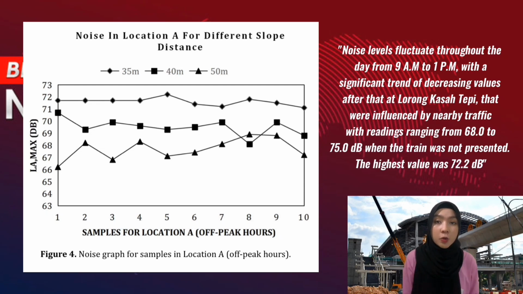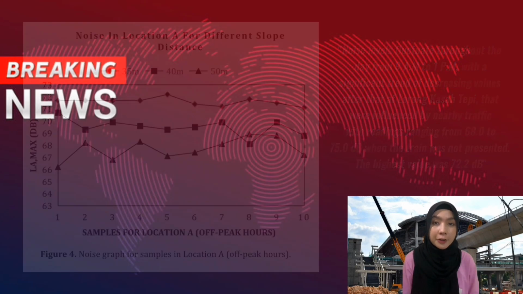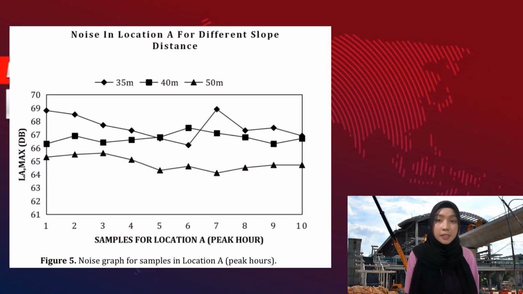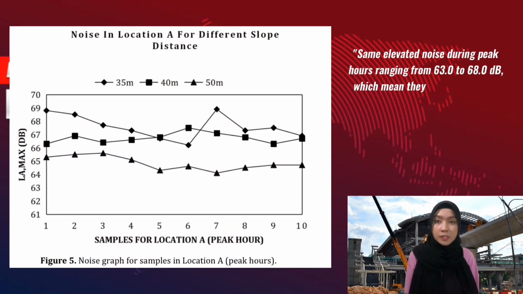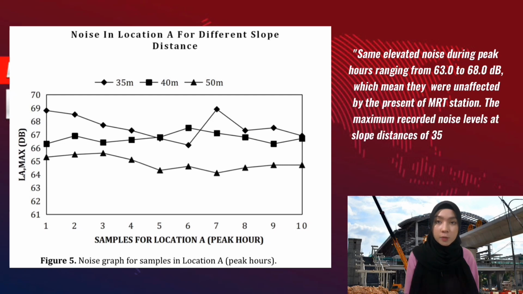The highest recorded value was 72.2 decibels, indicating that the train has a minimal impact on the overall noise levels in the area. The same elevated noise occurs during peak hours, with readings ranging from 63 to 67 decibels, which means they are largely unaffected by the presence of the MRT station as shown in figure 5. However, the maximum recorded noise levels at slope distances of 35 meter, 40 meter and 50 meter exceed the maximum permissible level of 60 decibel.